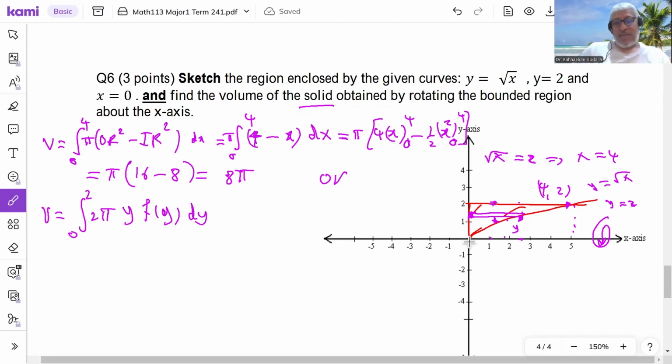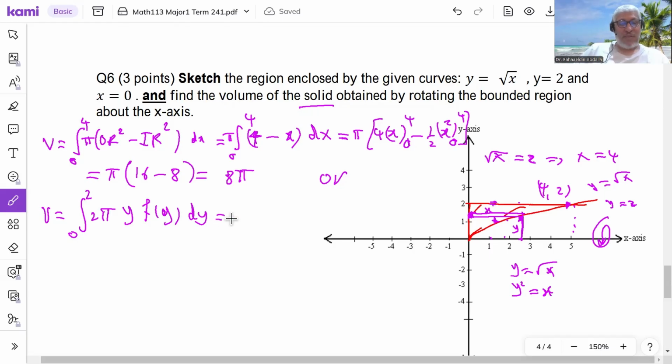y is the radius, because this is the radius of the rectangle. It's the distance y. If you rotate the rectangle, this is the radius of the cylinder. And the height of the cylinder would be from here to here. And this is the x value of this curve. This is the curve y equals square root of x. So you need to solve it for x. So y equals square root of x. To solve it for x, you square both sides, and x would be y squared.